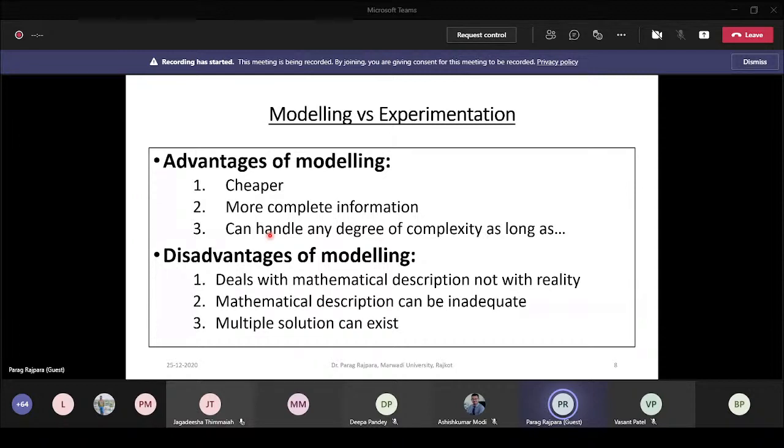So you have to be very precise about these parameters, for example the material properties, the boundary conditions, and the model that is required to solve the problem, right? We can say these are the advantages, but there are limitations also, because modeling deals with mathematical description, so it may not correspond to what reality is, and the mathematical description can be inadequate. Fine. So we have to keep this in our mind. Fine.